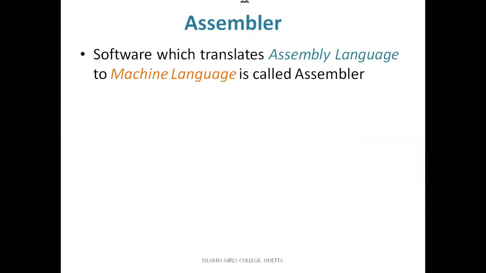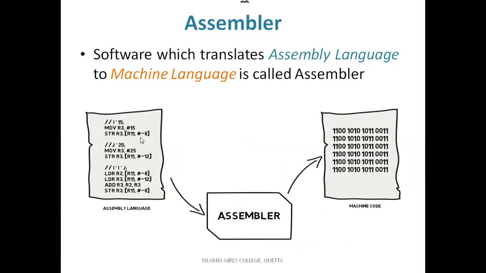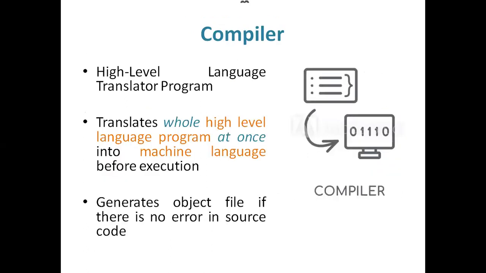An assembler is the software which translates assembly language into machine language. If the code is written in assembly language, the computer cannot understand it, so we use software which will translate it into machine code so that the computer can understand it. Such software is known as the assembler. It is used for translating assembly language. The second is the compiler. The compiler is used for high-level language translation.